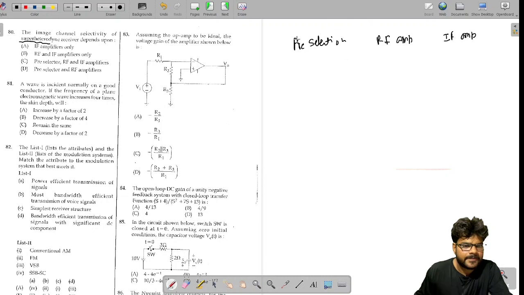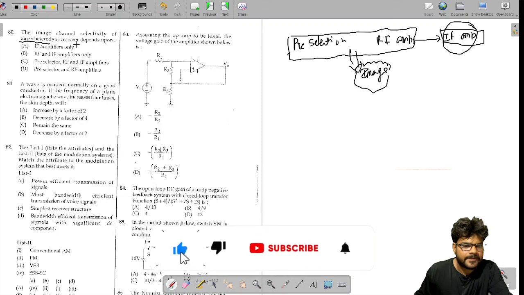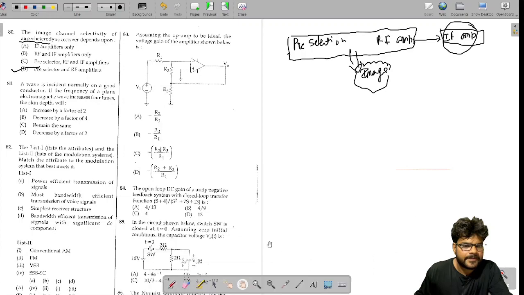To remove the image signal, we can remove it before this IF amplifier. Once the signal gets to the IF amplifier, then we cannot remove it. So these two blocks can remove the image signal. If these two blocks did not remove the image signal, once it reaches the IF amplifier, this signal cannot be removed. So we can say image channel selectivity of super heterodyne receiver depends upon pre-selector and RF amplifier. This is just a theoretical question from the super heterodyne receiver topic.